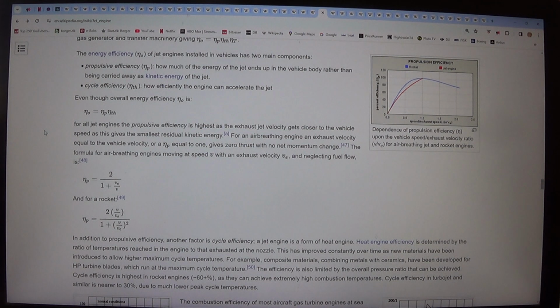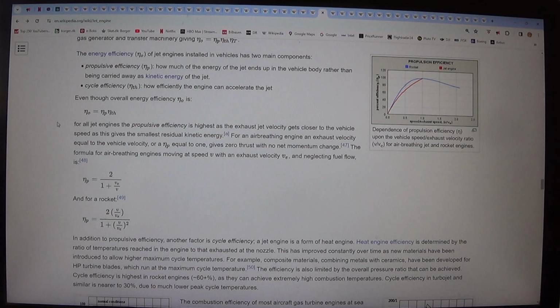For all jet engines the propulsive efficiency is highest as the exhaust jet velocity gets closer to the vehicle speed, as this gives the smallest residual kinetic energy. For an air-breathing engine, an exhaust velocity equal to the vehicle velocity, or eta sub P equal to 1, gives zero thrust with no net momentum change.